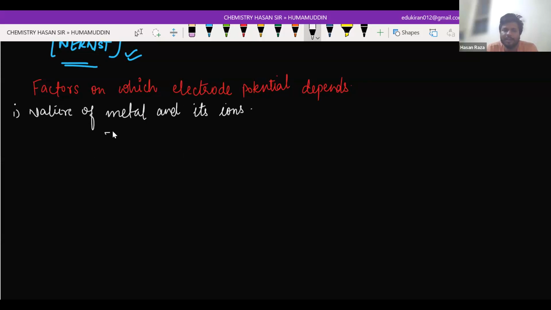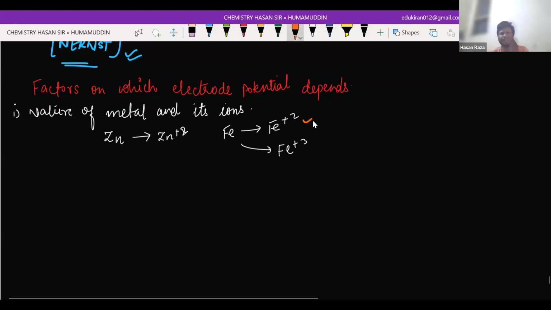Like, see, zinc is the metal which has ions Zn+2. Whereas if you are going for another metal, Fe is a metal which goes into either Fe+2 or Fe+3. So the electrode potential depends upon its ions or its metal. Basically, the ions come from the metal.